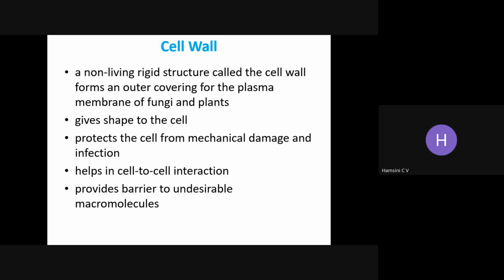Then what else? You said plant cell, fungi. The one organism which you have learnt already, that also has a cell wall. Bacteria. Yes, very good. See, bacteria also has the cell wall, which is the outermost covering.